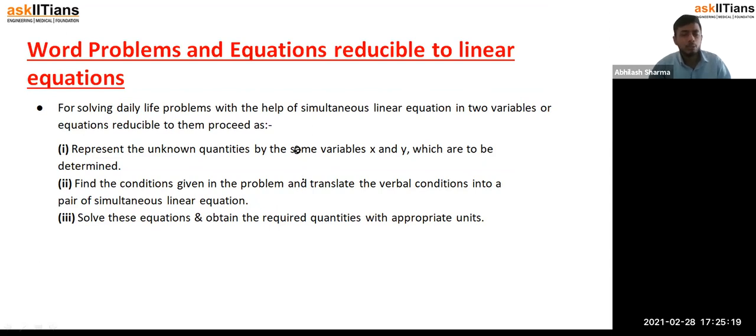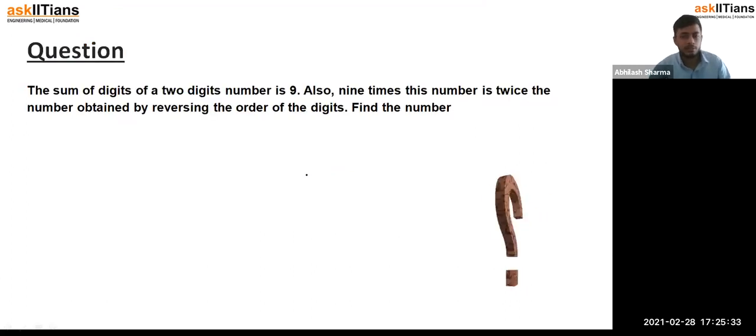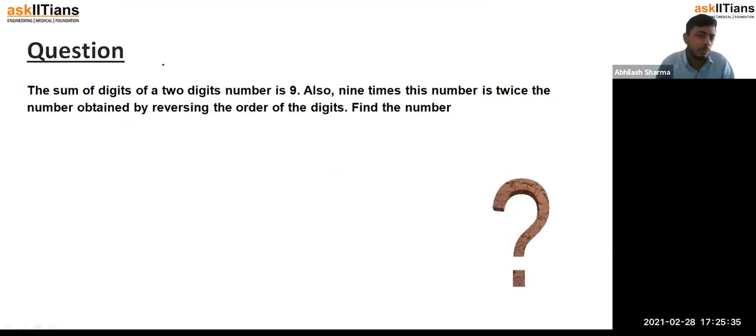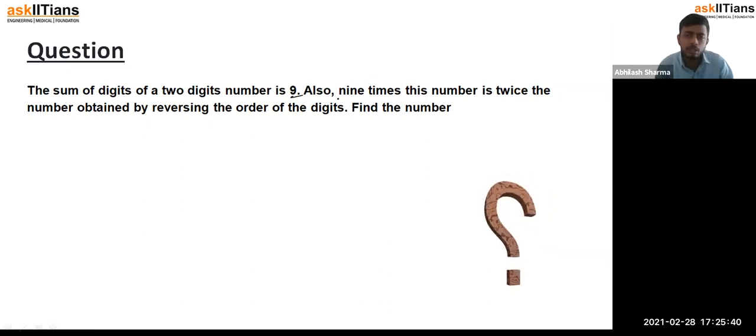What we need to be able to do is to transform the given statements, whatever they've written in the English language, into mathematical equations. After that, the question becomes pretty easy, right? So let us have a look at this question. The sum of digits of a two-digit number is 9. Also, 9 times the number is twice the number obtained by reversing the order of the digits.